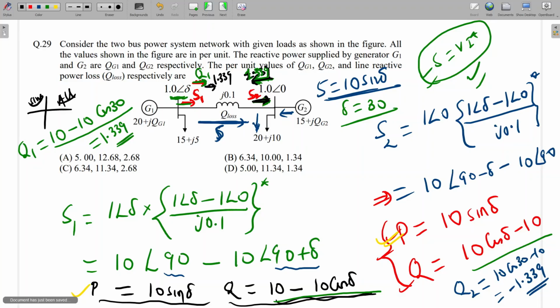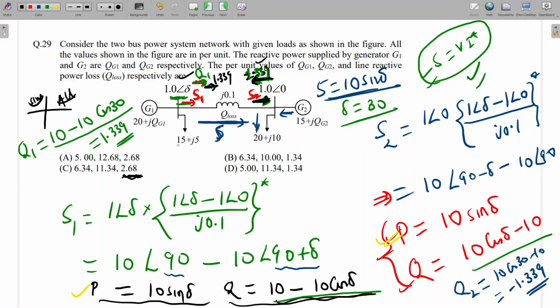So what will be the total reactive power consumed by this line? That will be 2 times 1.339. Is it clear? So 2.68. The line will consume 2.68 of reactive power: one 1.339 from this side and another from this side.